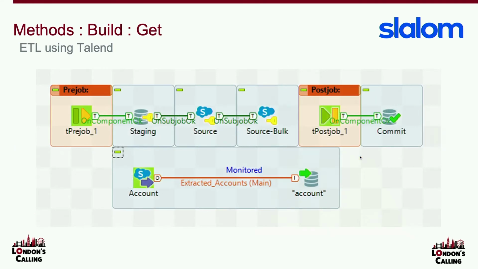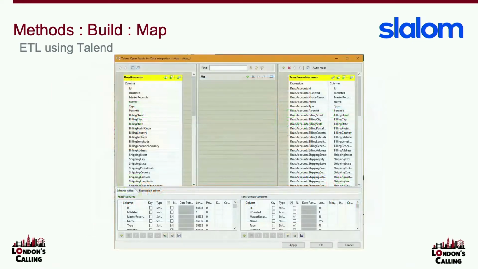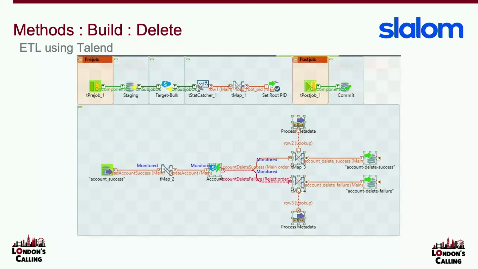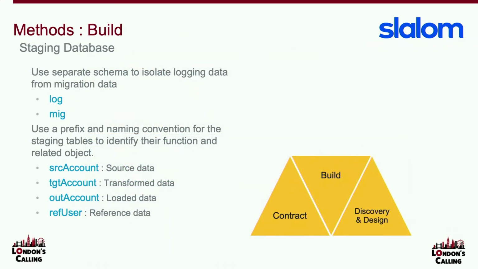Okay, so we had a look at the processes for get, map, put, delete, and run. And I showed you a bit about the staging database. So having spoken about that, I have a few rules of thumb for that. If I'm using SQL Server, I'll separate out schemas for the logging of the data of the process versus the actual migration activity, and use some simple 3-letter prefixes for each table.